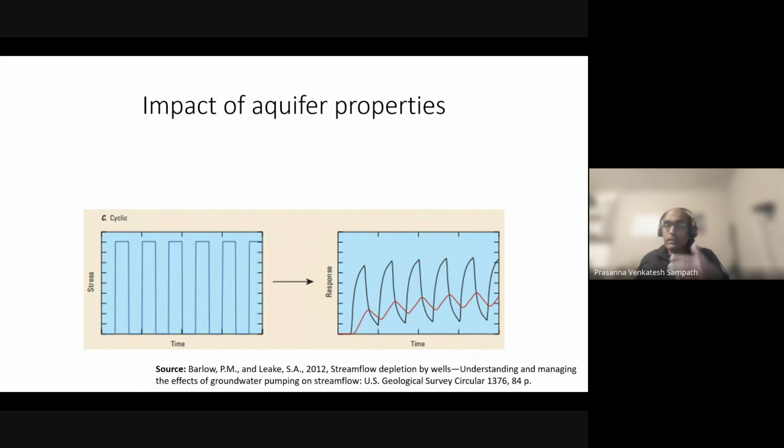So when the diffusivity is on the lower side, the aquifer is able to absorb these stresses without showing very drastic changes in its response to the pumping rate.